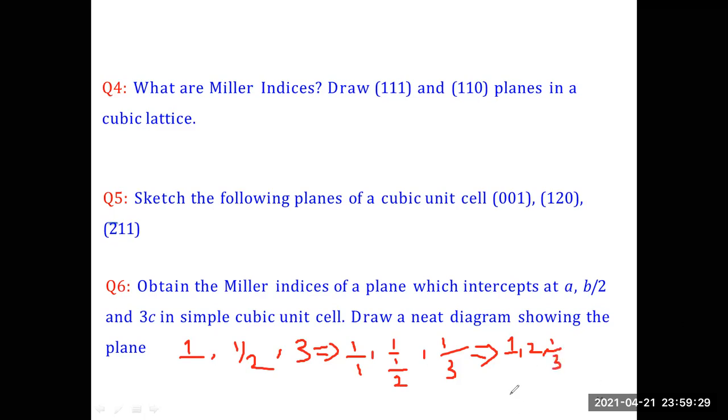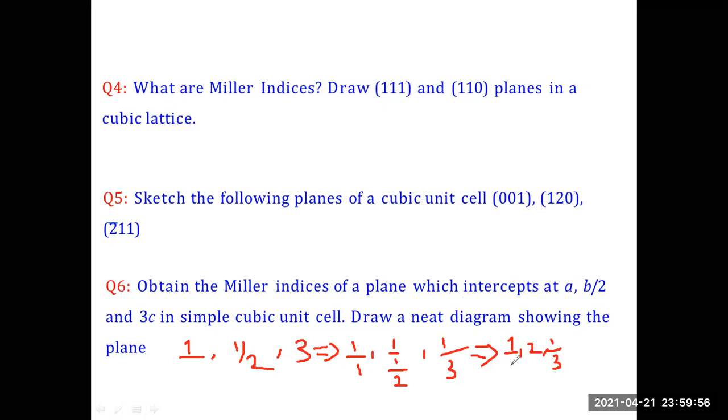So this is after taking the reciprocal. In the first step, I have taken the intercepts. We want to evaluate the Miller indices of the given plane. So in the first case, I have taken the coefficients. The coefficient of a is 1, of b by 2 is 1 by 2, and of 3c is 3. And then I have gone for the reciprocal and I got 1 comma 2 comma 1 by 3.